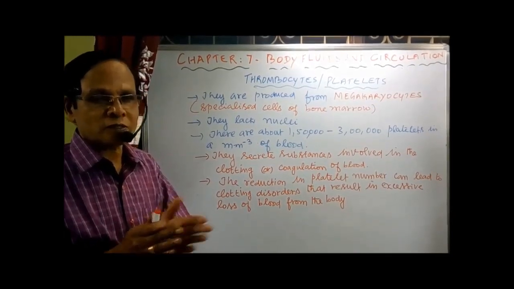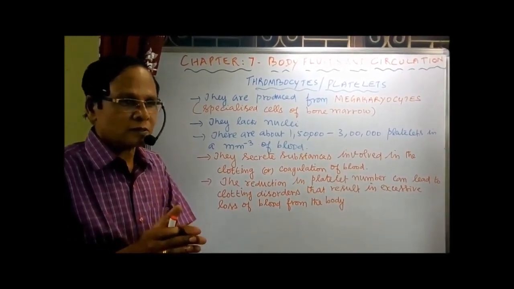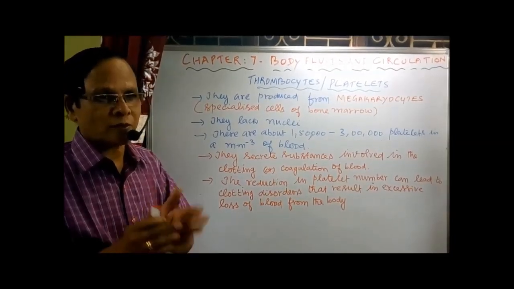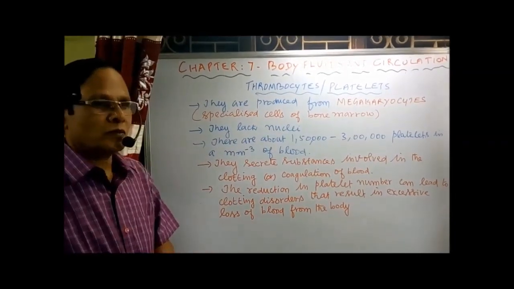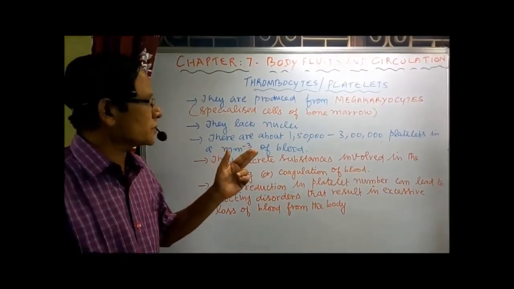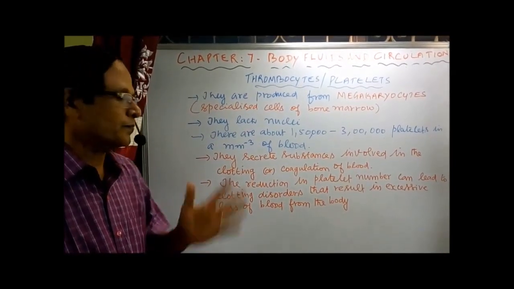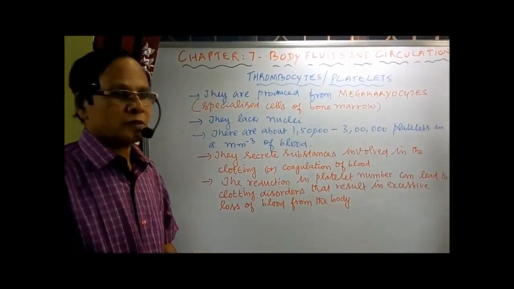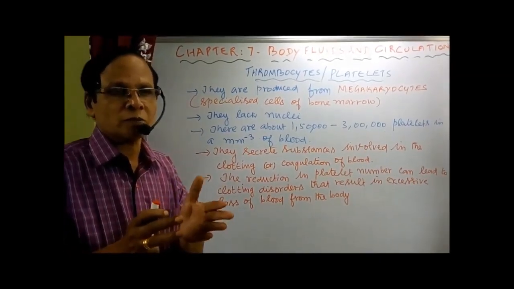These cells undergo disintegration to form the platelets. As a result, the platelets are without nuclei. So they are lacking nuclei. What is the number? There are about 1,50,000 to 3 lakh platelets in 1 cubic millimeter of blood. What is the role? They secrete certain substances which take part in the clotting or coagulation of blood.